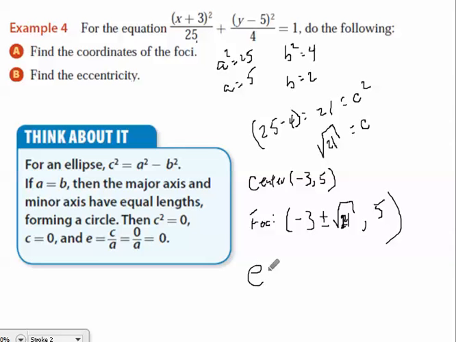Eccentricity, the e, is going to be equal to c, square root of 21, divided by 25. I'm sorry, divided by 5, because it's the square root of that. It's just a. So it's the square root of 21 divided by 5. And that's how elliptical it is. Okay.